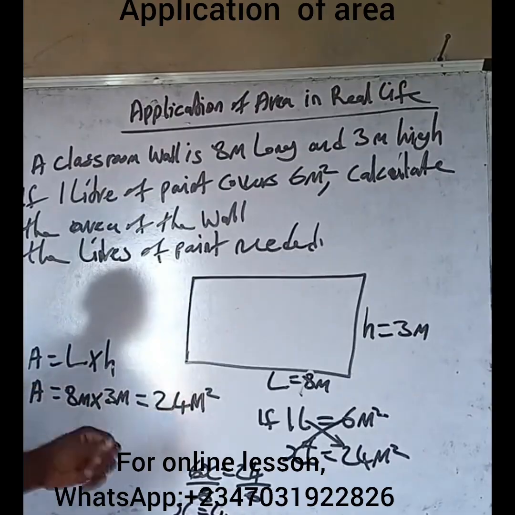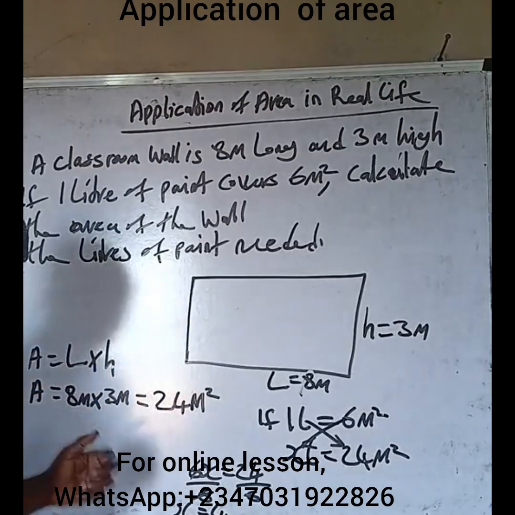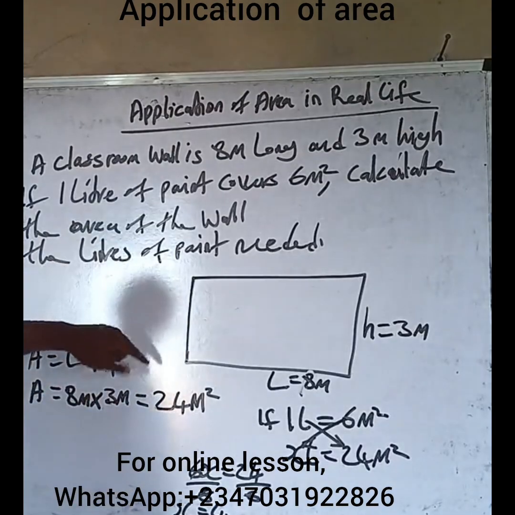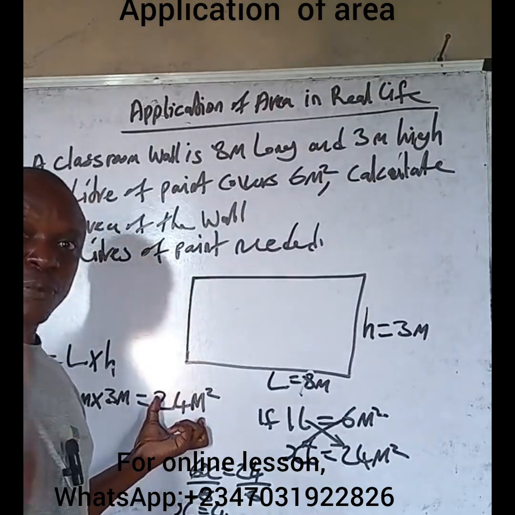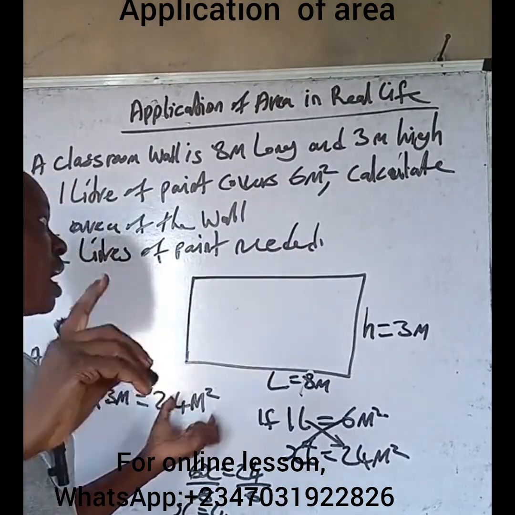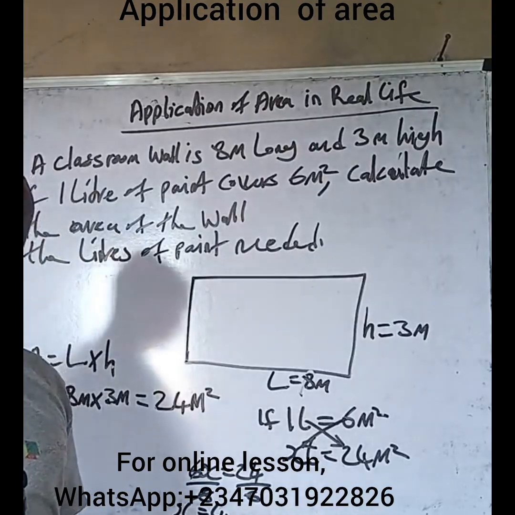So it means that it is 4 liters of paint that is needed to paint this classroom that has 24 square meters, because 1 liter will cover 6 square meters. Hope that is very easy.